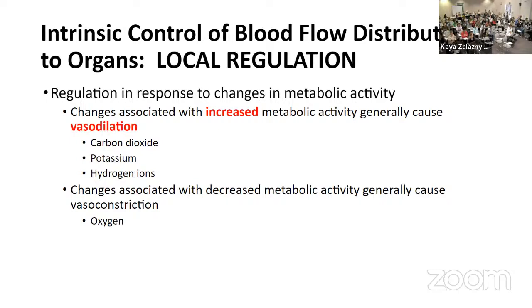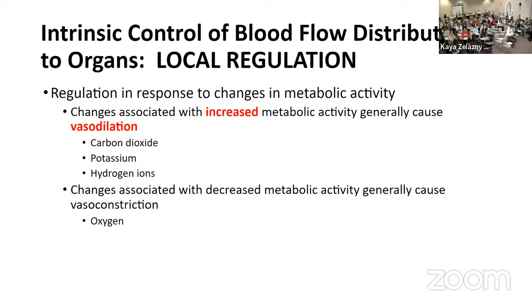And then places where we have lower levels of metabolic activity, if they're not working, are generally going to see some vasoconstriction because they don't need as much blood flow. So we're going to kind of flatten it out. So we're going to see that we have some markers for these changes in metabolic activity.